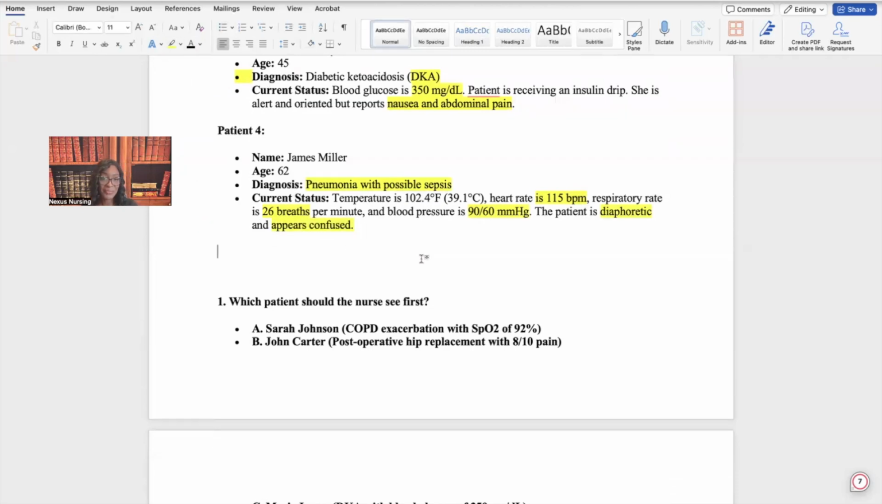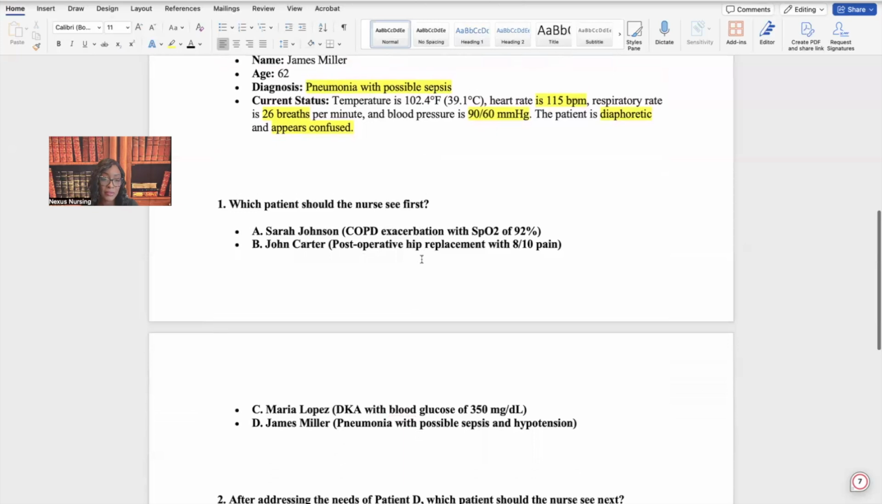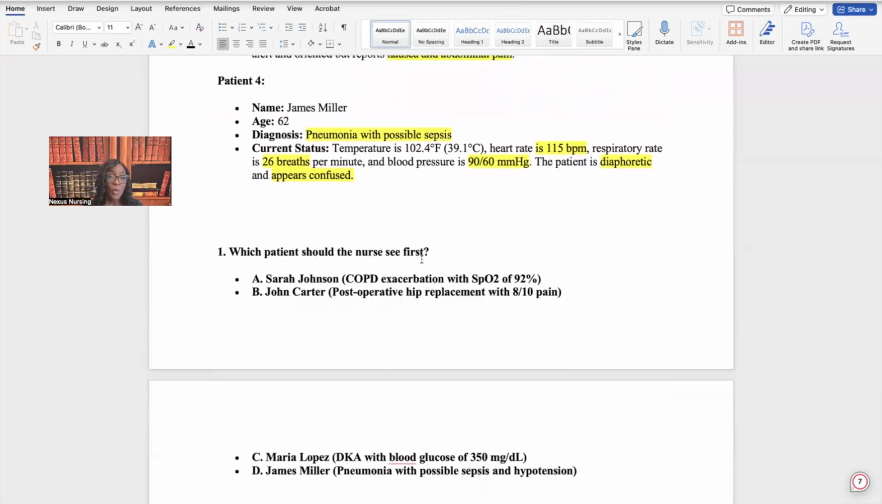Now, with what I just did, let's go back to this first question. Which patient are you going to see first? Sarah Johnson, John Carter, Maria Lopez, or James Miller? I think after going over this a second time and pulling out the abnormalities, most of you are going to go with James Miller. Patient number four, the patient that has pneumonia. They have a respiratory infection with possible sepsis. By the way, sepsis is life-threatening.